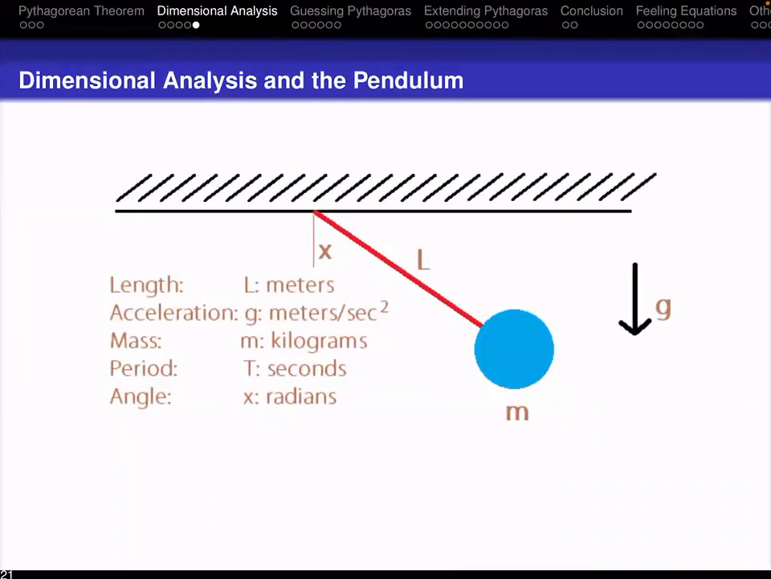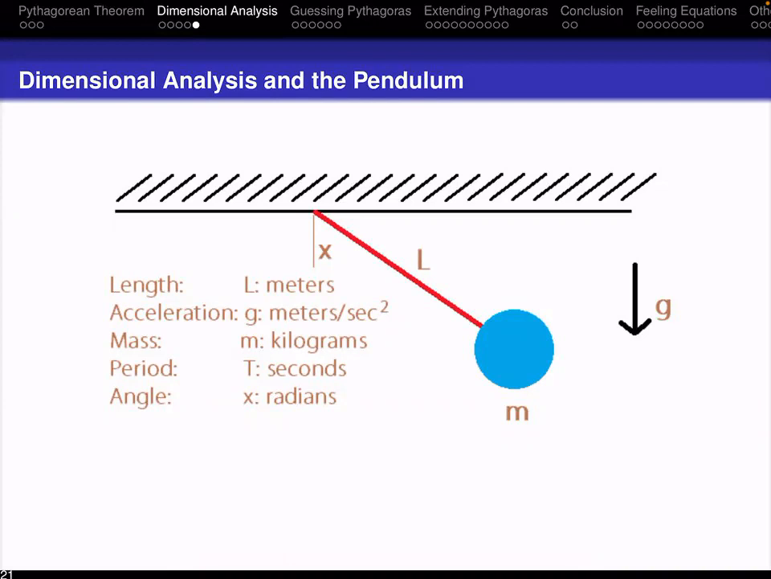Now here's another example with dimensional analysis. So imagine you have a pendulum. It's hung from the ceiling and it's swinging. You have the force of gravity pulling it downward. The length is measured in meters. The acceleration due to gravity g is in meters per second squared. The mass is in kilograms.